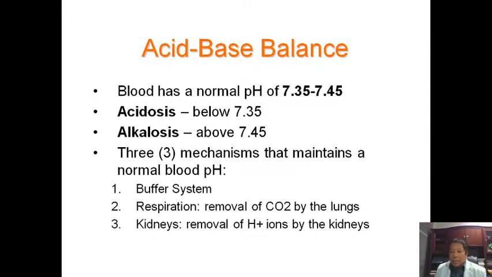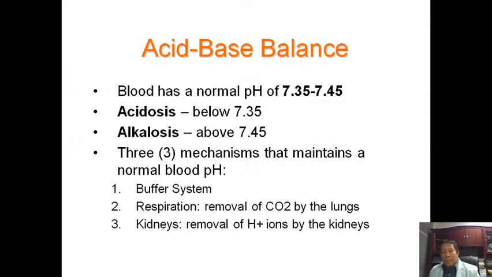The kidneys, on the other hand, being the master chemist of the body, have the capability to remove hydrogen ions as well. Just like what I said earlier, when you say pH, it's the power of hydrogen. And blood pH, therefore, is inversely related to the number of hydrogen ions in the system. The more hydrogen ions you have, the lower the pH will be. And vice versa, the fewer hydrogen ions you have in the blood, the higher your pH will be.